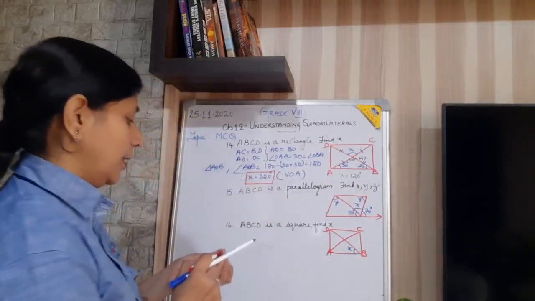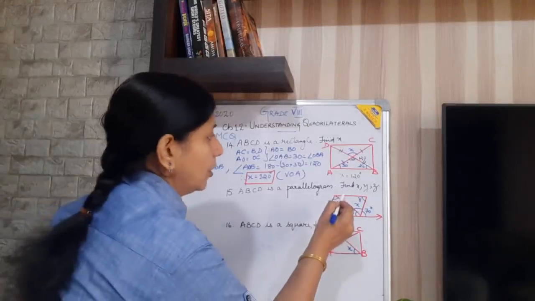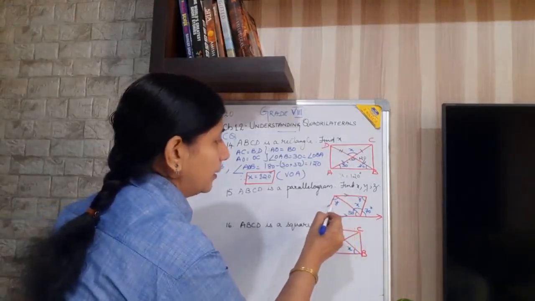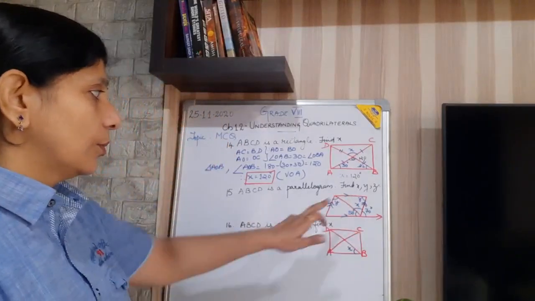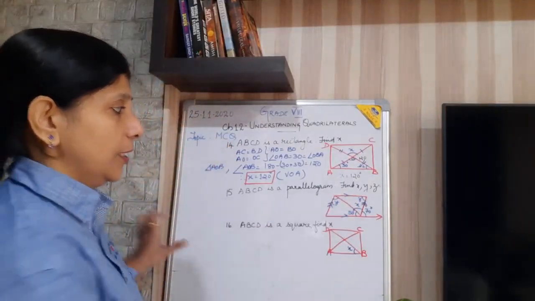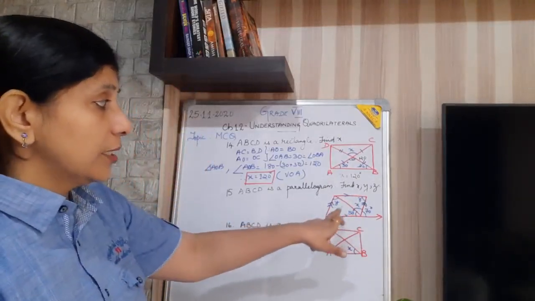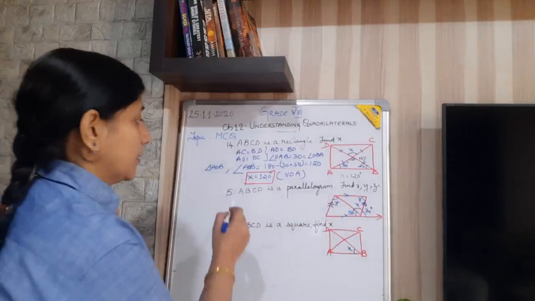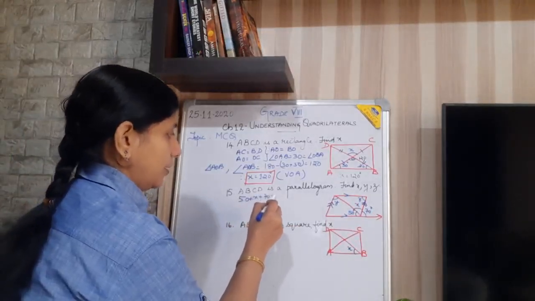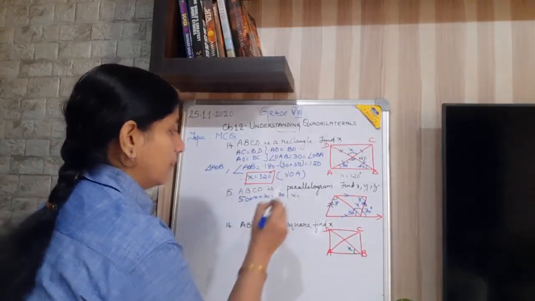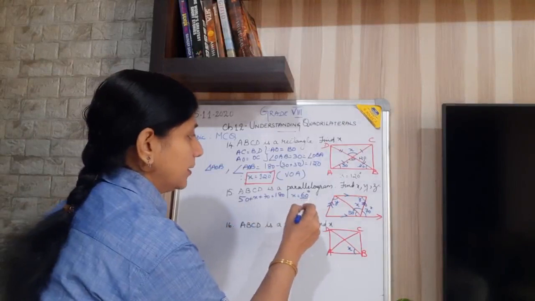Now next question. ABCD is a parallelogram. So opposite sides are parallel. These two are parallel, right? Now find x, y, z. You have to see that this is a straight angle. In a straight angle there is 50 plus x plus 70 equals 180. So what is x? 180 minus 120. That is 60 degree. You got it as 60 degree.